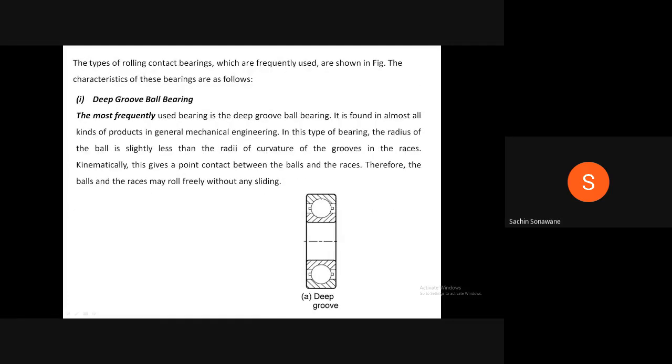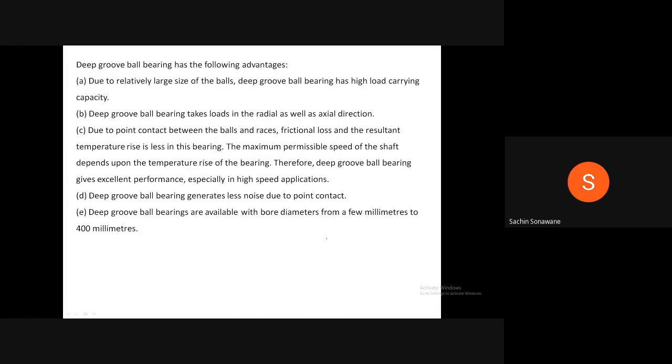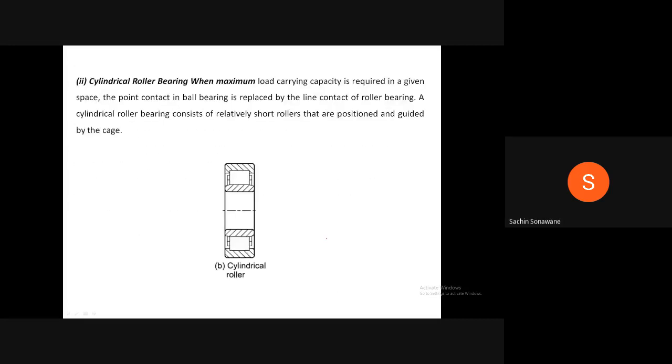Always remember, in case of deep groove ball bearing, this is the contact point here. Therefore, load will act vertically at the contact point. Here load is perpendicular to the axis of the bearing. In case of deep groove ball bearing, load is acting perpendicular to the axis of the bearing. Similarly, in case of cylindrical roller bearing also, load is acting perpendicular to the axis of the bearing.